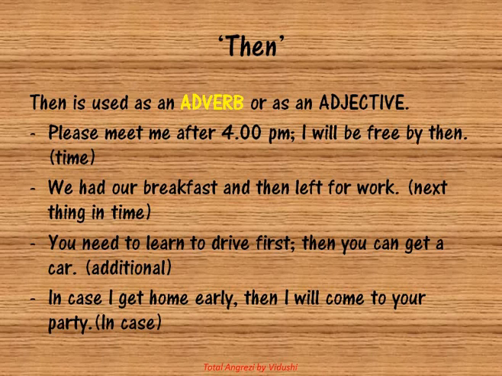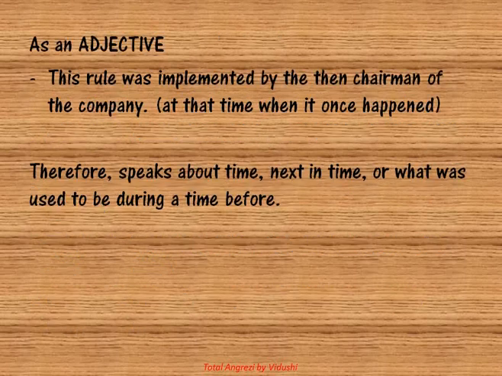Now these are all the uses of then as an adverb. How do you use it as an adjective? Now this rule was implemented by the then chairman of the company. So this is how it is used as an adjective, which means that I am talking that at that time when it once happened, at that time this action was taken, this rule was implemented. So this rule was implemented by the then chairman. I'm talking about the chairman in the past who was at that time. Yet again we are talking about time, and hence we use the word THEN.